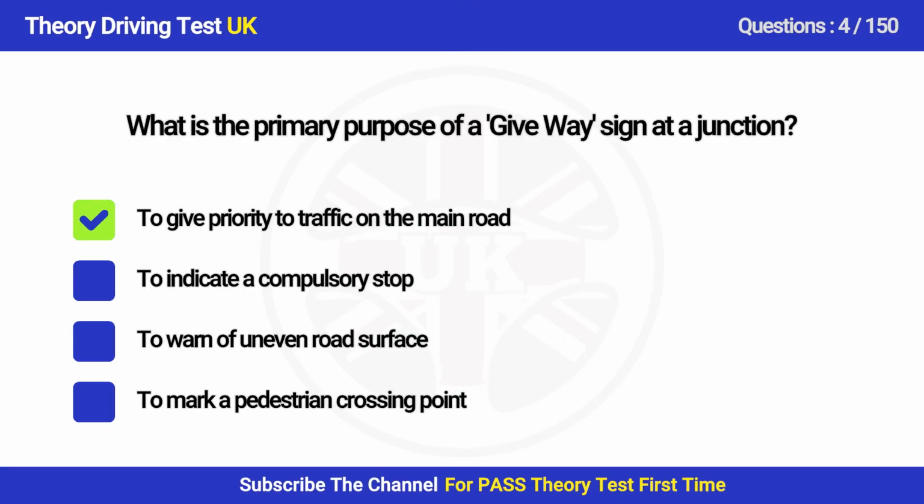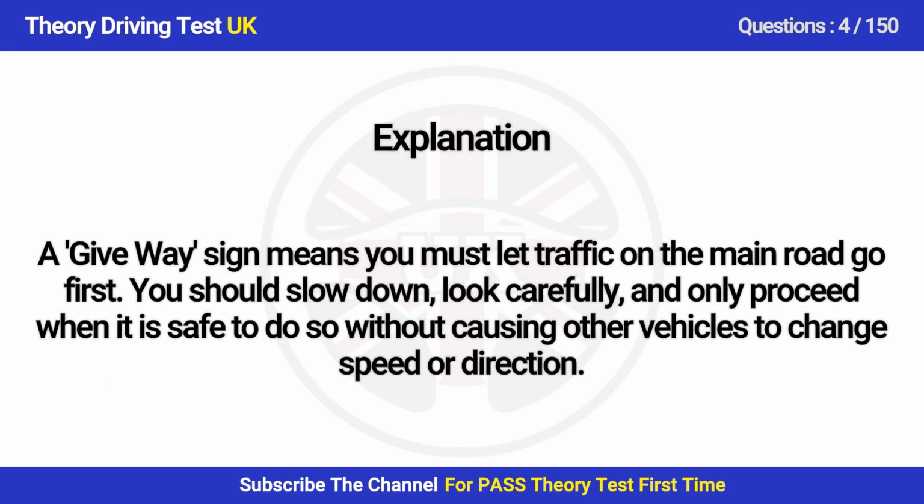Answer is A. To give priority to traffic on the main road. A give way sign means you must let traffic on the main road go first. You should slow down, look carefully, and only proceed when it is safe to do so without causing other vehicles to change speed or direction.